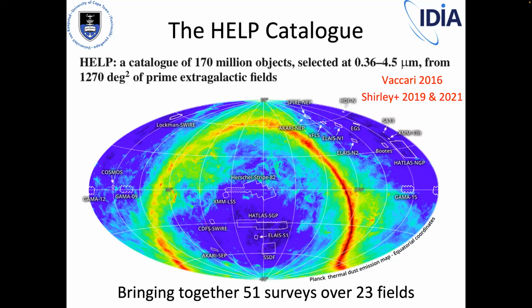And we combined data for objects that were detected over these fields, and we compiled a homogeneous catalog of 170 million objects, which might seem large, but in the big scheme of things is not really large anymore. This is because we focused on very specific fields, where we had a homogeneous way to select sources, where we could create a homogeneous selection function. And at the end of the day, we brought together 51 different surveys over 23 sky fields, all of them with subtle differences that we had to homogenize.